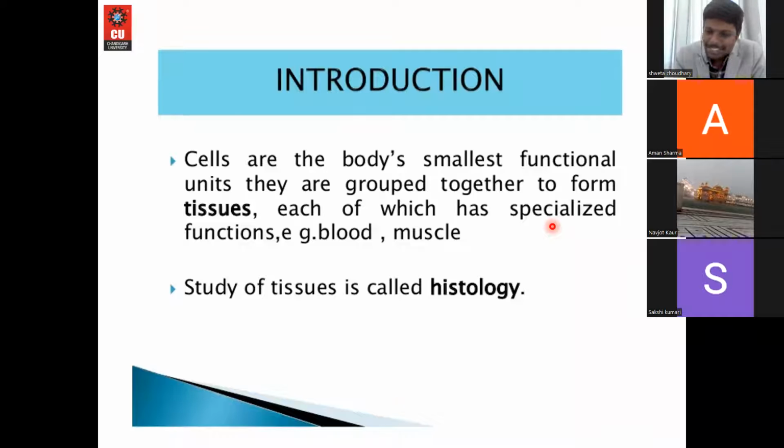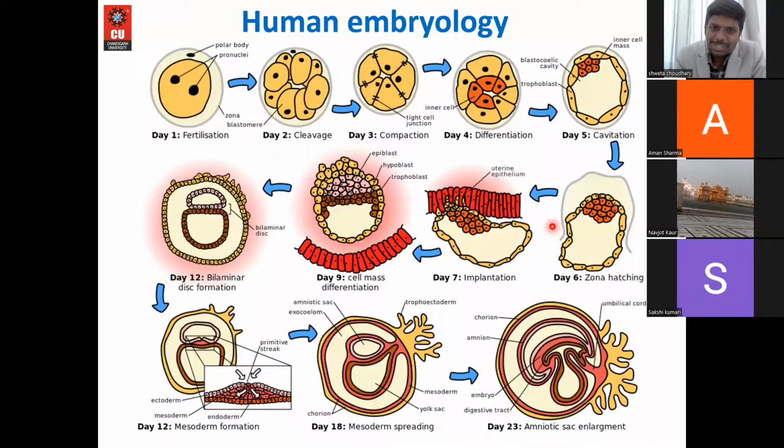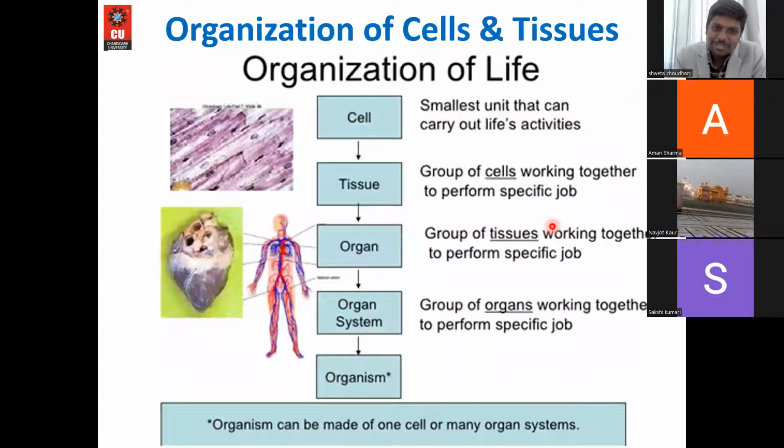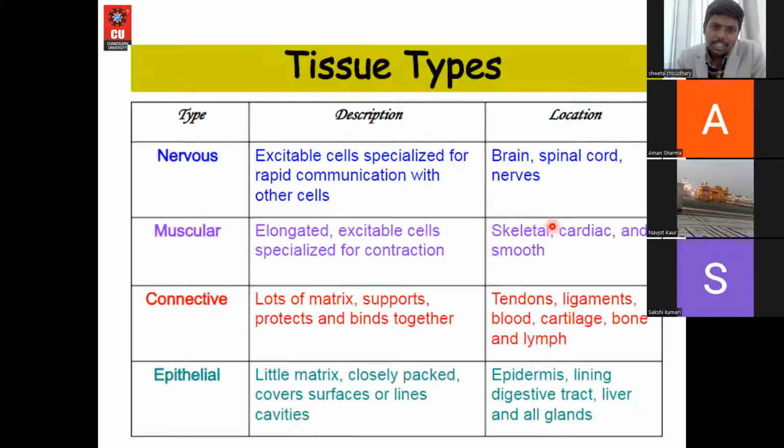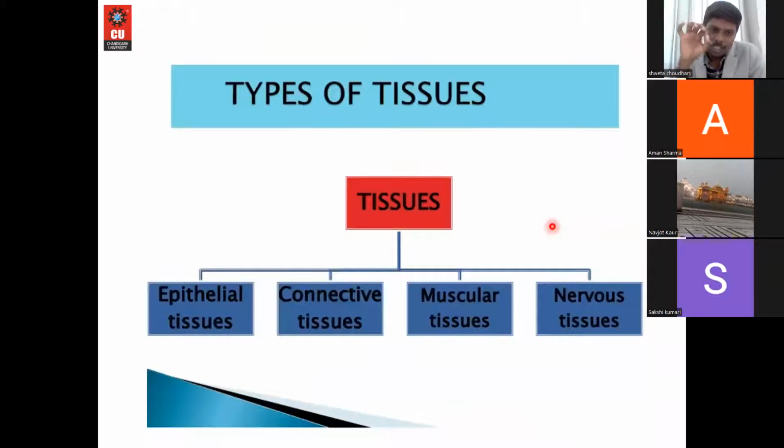So we are discussing cells and tissues. Cells become tissues, tissues become organs, organs become organ systems, and we get a living organism. There are four simple types of tissues: epithelial tissue, connective tissue, muscular tissue, and nervous tissue. Shall we start discussing epithelial tissue in detail, students? It will take almost half an hour. Shall we go in depth on epithelial tissue? I guess we can move forward.